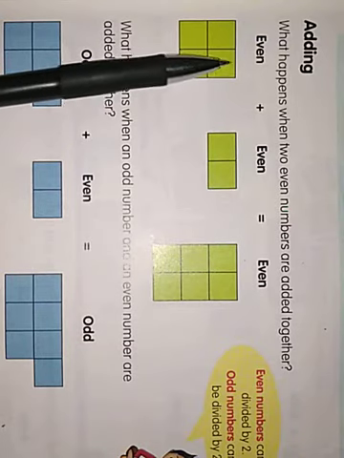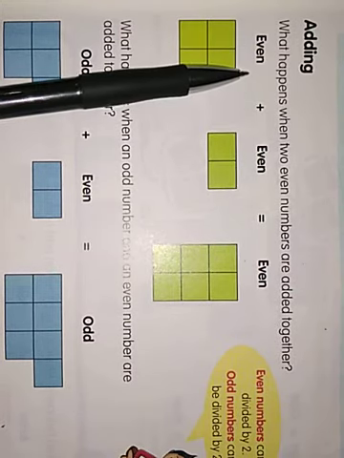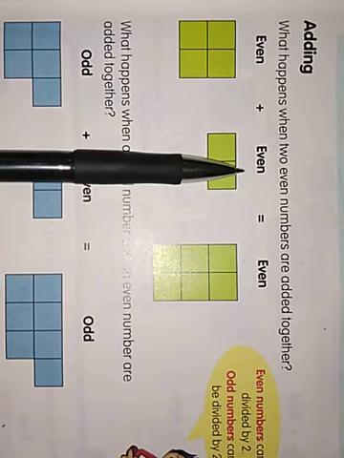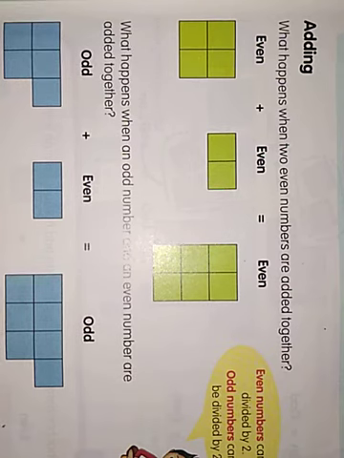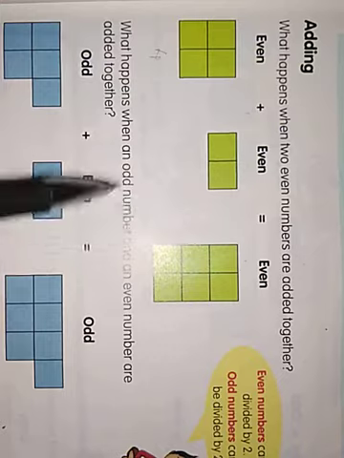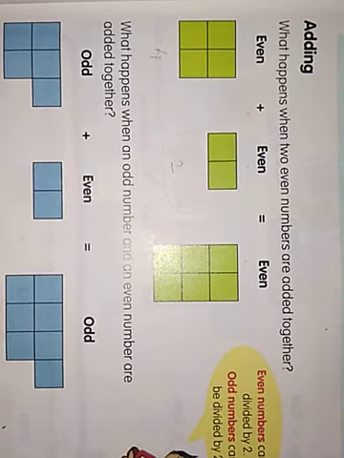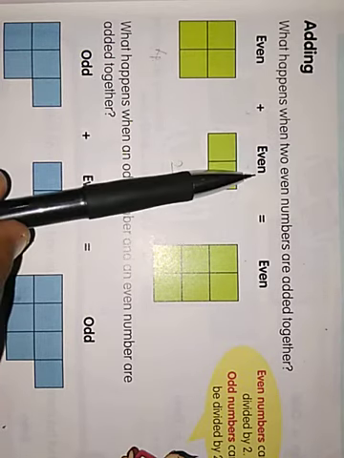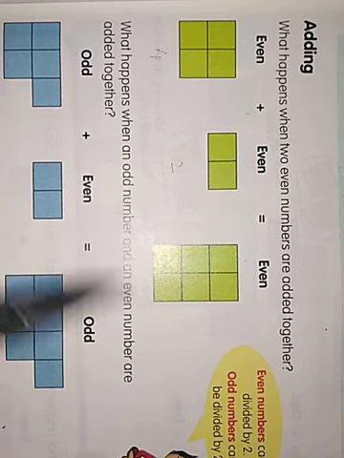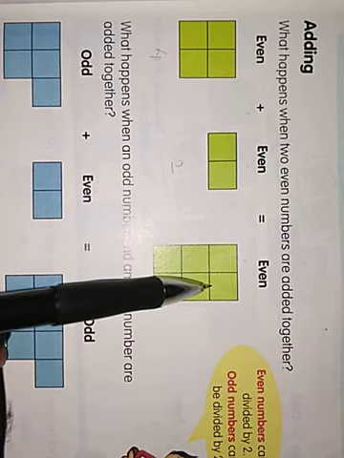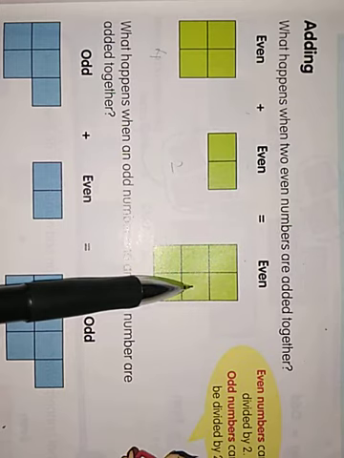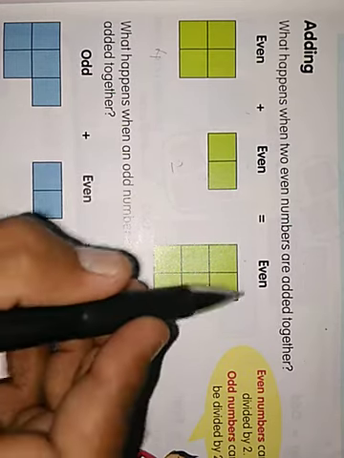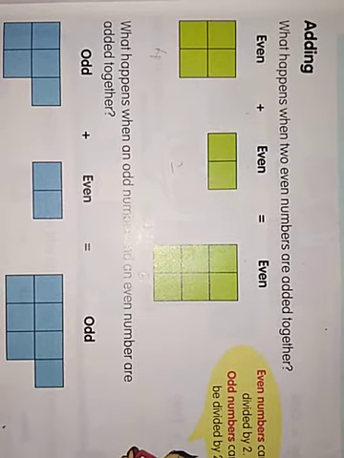Now, see here, addition, that is adding an even number with an even number. We have 4 blocks, 1, 2, 3 and 4, plus an even number, that is 2 blocks. When we add an even number with an even number, we get an even number as a result. So 4 plus 2 is 6, which is an even number.